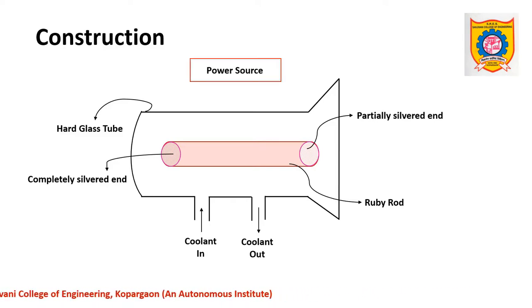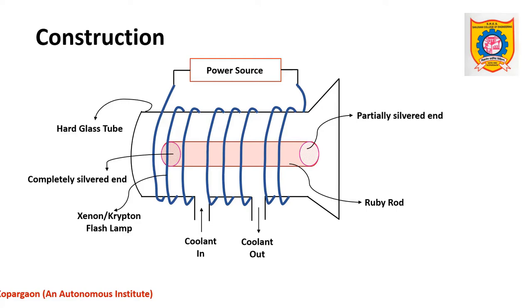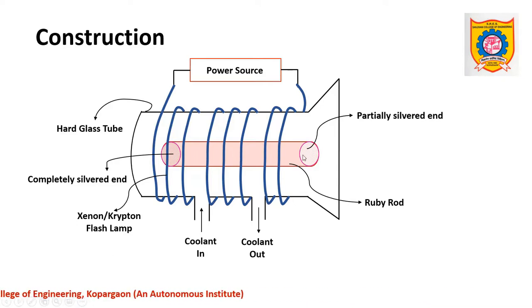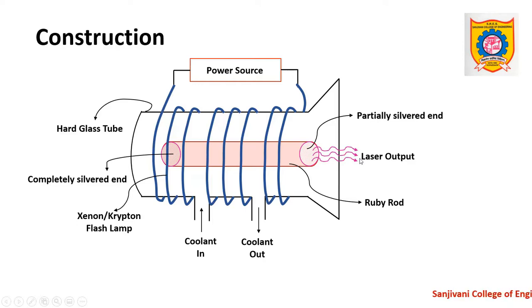and in order to overcome this heat the constant circulation of coolant is essential. The pumping source is in the form of helical flash lamp which surrounds the tube, and it is operated by means of this power source. So during the working of this laser, desired laser beam is produced inside this ruby rod, and that laser beam is given out of the surface which is partially silvered. So here we get the laser output. So this is how the construction.